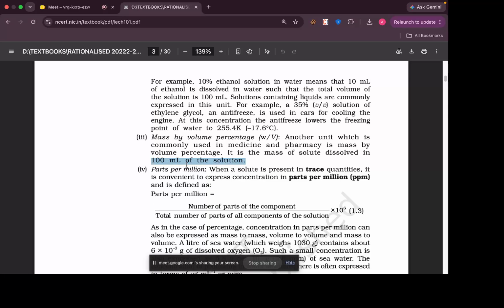They just put it there, right? So what happens there? Mass by volume. If the doctor asks the nurse how much you used there, they will tell, sir, I have added 20 milligram of this solute into the 100 ml of the solution. So like this it is used in medicine and pharmacy.